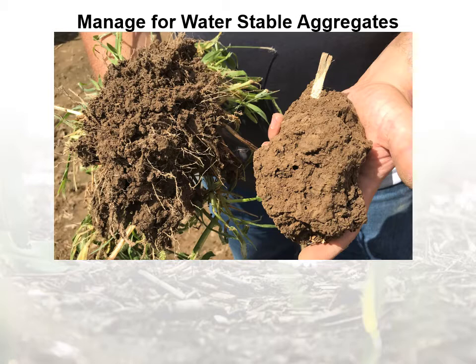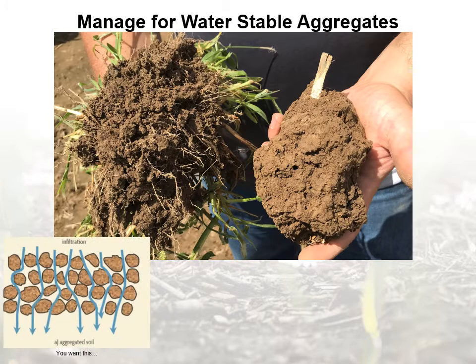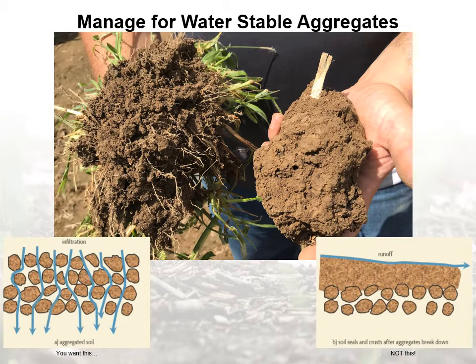If we have water stable aggregates, a key part of that aggregate is pore spaces, right? And so we want to be able to have infiltration in a well aggregated soil. That water wants to just go right down through, around and between those water stable aggregates. That's how we want to manage our soil ecosystem, in comparison to a soil with low aggregate stability, where that soil surface seals and crusts after our aggregates break down, and then we have runoff and we no longer have infiltration.